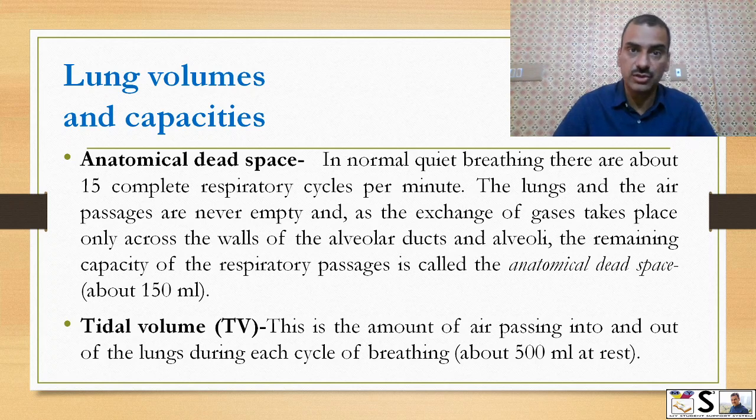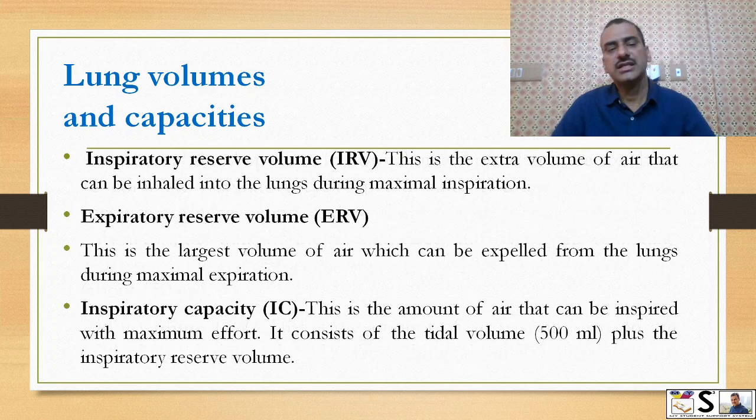Second is tidal volume. What is tidal volume? This is the amount of air passing into and out of the lung during each cycle, and it is about 500 ml at rest or in normal breathing. Then there is inspiratory reserve volume. This is the extra volume of air that can be inhaled into the lungs during maximal inspiration. So after normal inspiration, the extra air that goes in is known as inspiratory reserve volume.